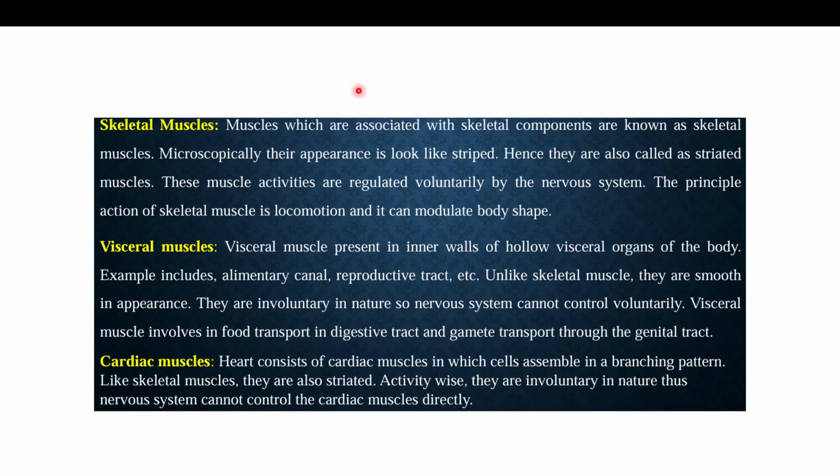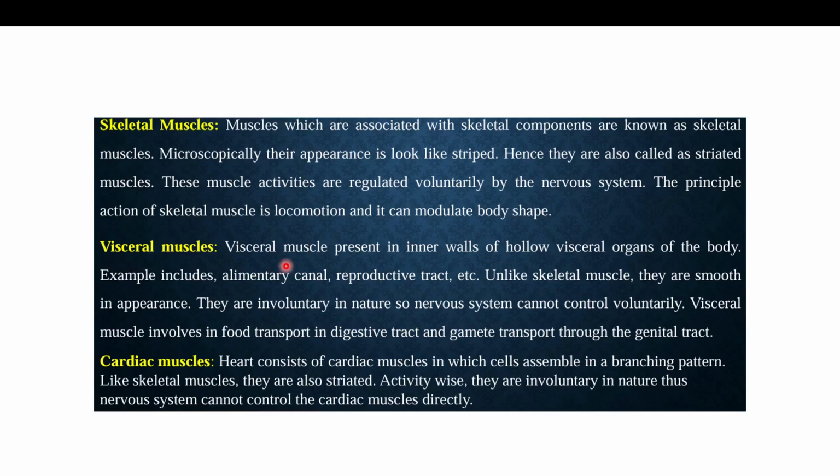Now, if we talk about different types of muscles found in our body, one is the skeletal muscle, which is associated with the skeletal components. If we look under the microscope, they look striped. So those are also called striated or striped muscles, and they help in regulating the voluntary movement of the body, mainly locomotion or movement, and also help in modulating the body shape.